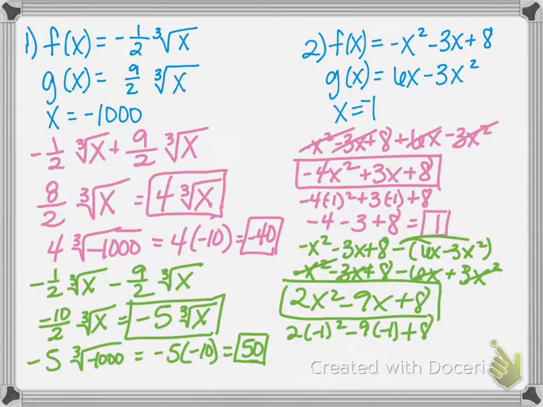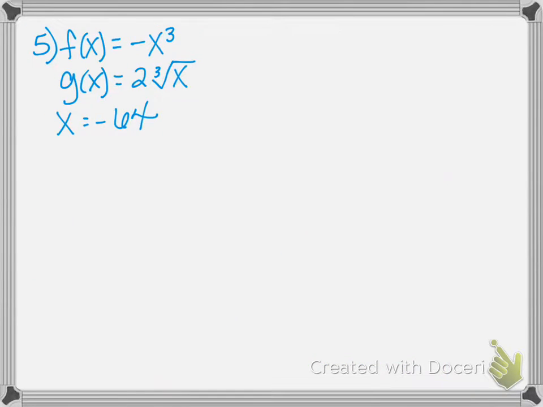All right, that's going to give me negative 1 squared, which is positive 1. Positive 1 times positive 2 is positive 2. Negative 9 times negative 1 is a positive 9, because a negative times a negative is positive. And then carry down that plus 8. Type this into your calculator or do it in your head, doesn't really matter, but you should end up with the answer of 19. All right, last problem, number 5.